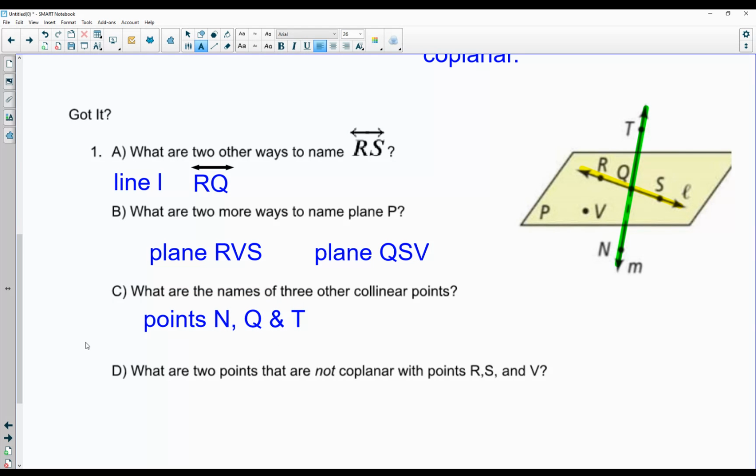And it says, what are two points that are not coplanar with R, S, and V? Okay, so let's see where R, S, and V are. So we have R, S, and V. They're on this yellow plane, plane P. What two points are not on that plane? So what two points are not coplanar? And that would be points N and T.